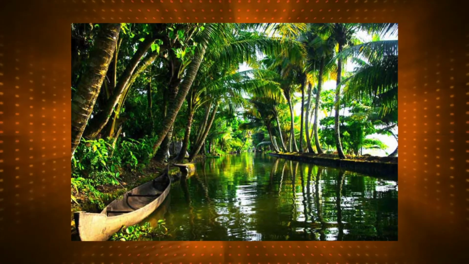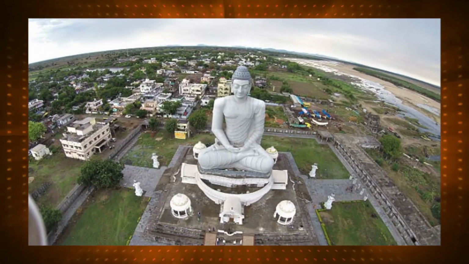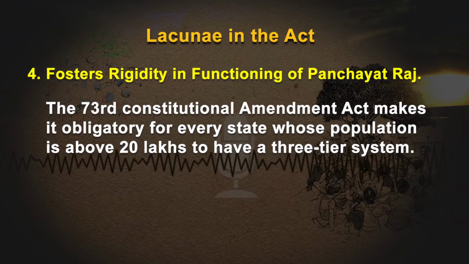Some states like Kerala, West Bengal, Karnataka and Andhra Pradesh have adopted the 2-tier system after prolonged discussions and experimentation, as it suited them better than the 3-tier system. But the 73rd Constitutional Amendment Act makes it obligatory for every state whose population is above 20 lakhs to have a 3-tier system. This rigidity may hamper the effectiveness of the Panchayati Raj bodies.